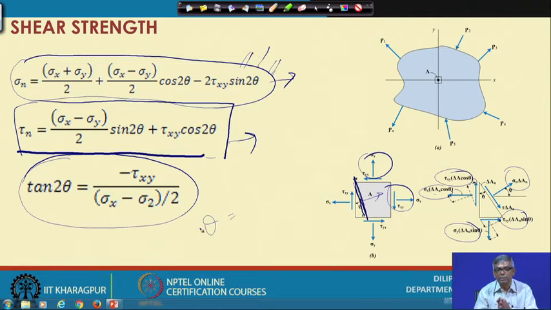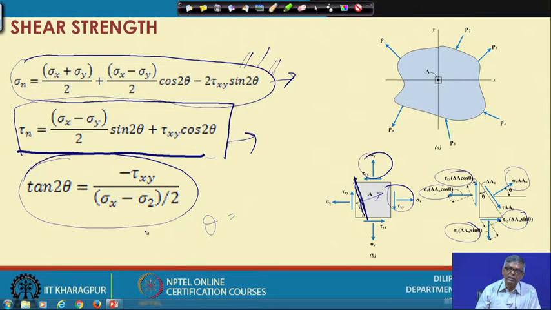That means the theta value is half tan inverse of this. This is the value of theta, on that plane we will have either maximum or minimum. So, both can be there. So, from this equation I can get it. Now, using this equation again and again sometimes may be tedious.